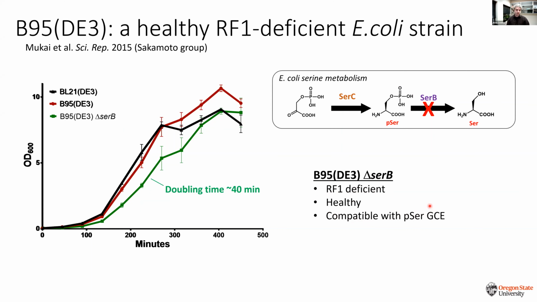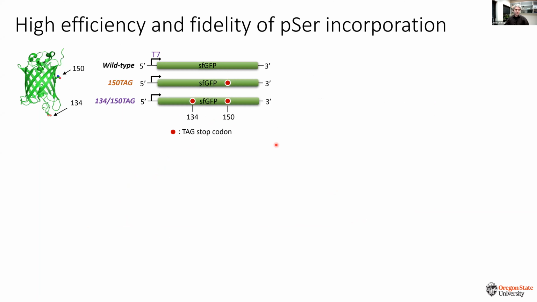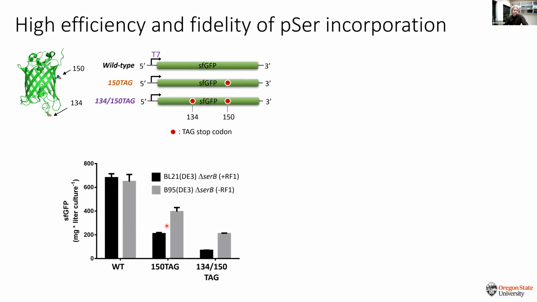So how well did this system work? Well, for that, we referred back to our classical fluorescent reporter protein, GFP, with 1 or 2 stop codons. And when we express these proteins, what we find is that we can about double the yields of singly incorporated phosphoserine into GFP using our RF1 deficient cell line compared to the parent cell line that contained RF1. So we get about double the yields for single incorporation and about triple the yields for double encoding of phosphoserine into GFP. So we're getting better yields with this knockout strain.